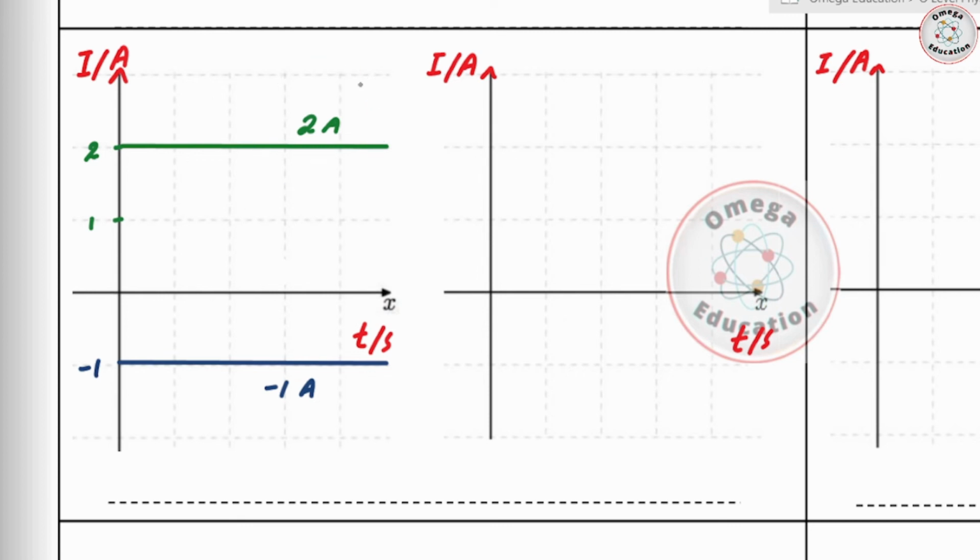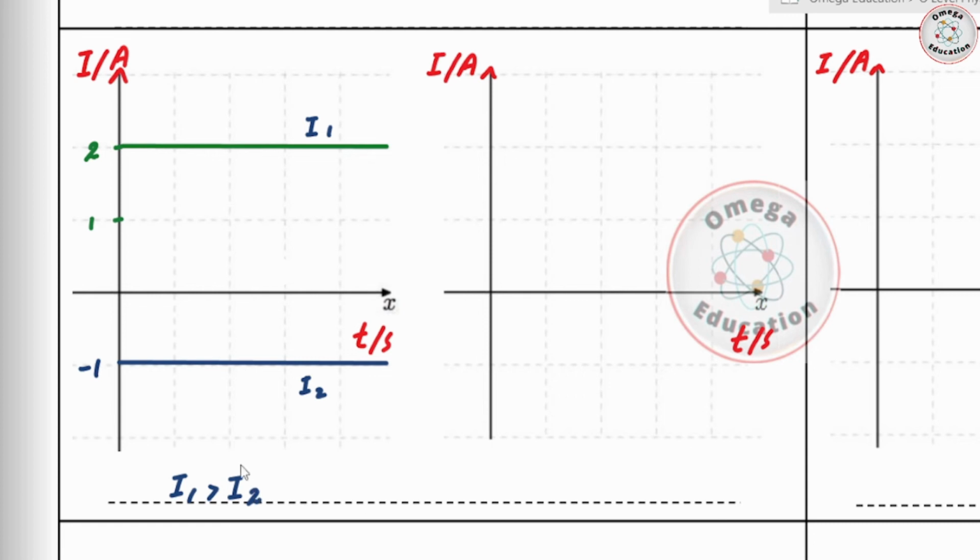Now if I compare the currents, let's say this one I'm going to call I2, and this one I'm going to call I1. If I compare the currents, I can safely say that I1 is greater than I2. The positive and negative won't matter with the current. All we are comparing is their magnitude. Forget about the negative sign. The first current represented by the green graph is 2 amperes, and the lower one represented by the blue graph is 1 ampere.